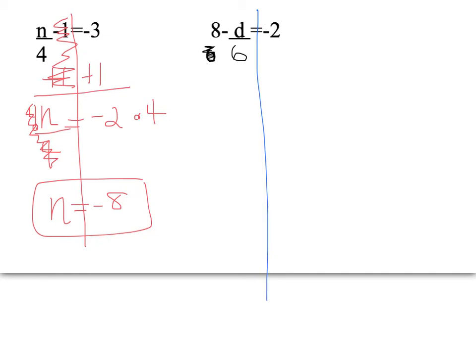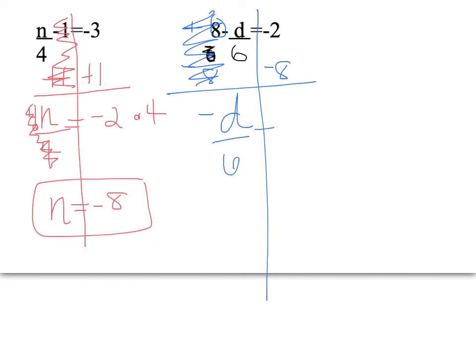Okay, you always move addition and subtraction first, but this is minus d divided by 6, so you're still going to move this 8 first. Even though this is a subtraction problem, this 8 is actually a positive 8. So you're going to have to move it by subtracting 8 from both sides. 8 minus 8 is 0, leaving us with negative d over 6 equals negative 10.